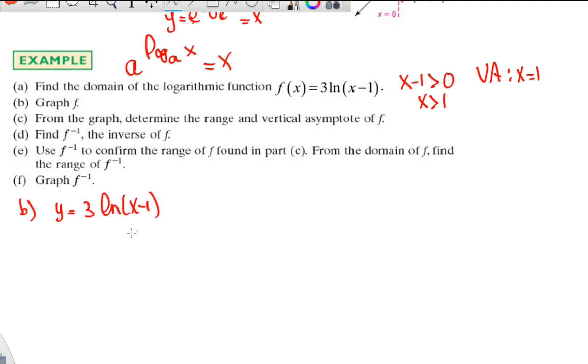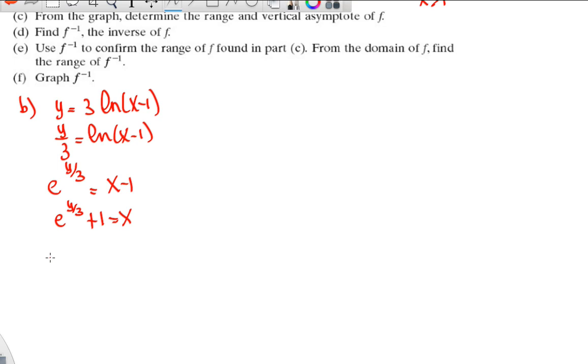So I need to find some values for this, and I think it works easier if you think of it this way. Let's make this y over 3, and then that's the natural log of x minus 1. So e to the power of y over 3 has to equal x minus 1. So e to the power of y over 3 plus 1 is actually equal to x. So based on that, I can make a table, where I plug in y values that I know will work and get x values that I want to be able to graph. So hopefully these will make sense in just a second.